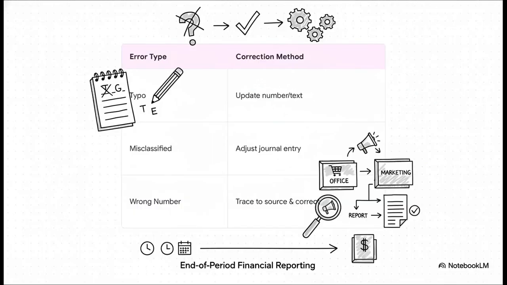Once an error is detected, the source provides clear correction methods. A typographical error requires a direct update in the report. A misclassified expense, however, requires a formal adjustment to the journal entry, which is the official record of the transaction, to assign it to the correct category.